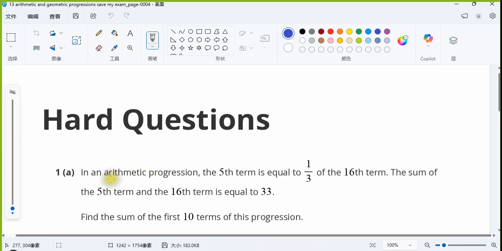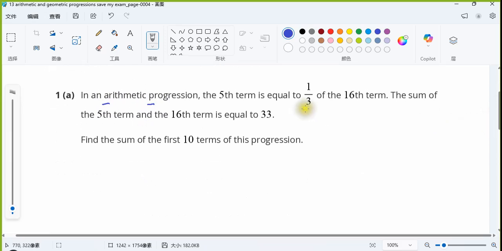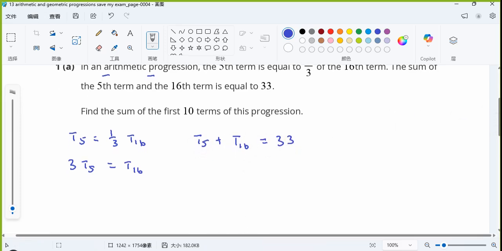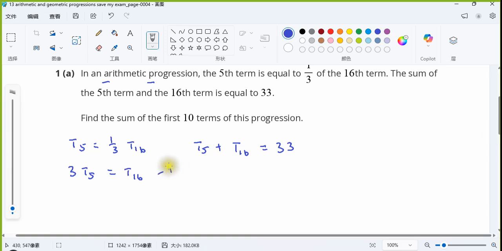In an AP, the fifth term is equal to 1 over 3 of the 16th term. So 3 times the fifth term equals the 16th term. And then the sum of the fifth term and the 16th term is 33. So the fifth term plus the 16th term equals 33. Okay, so this is equation 1, this is equation 2.